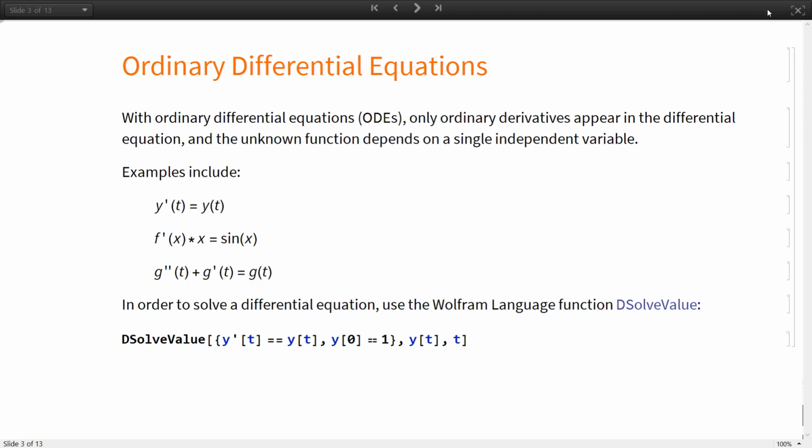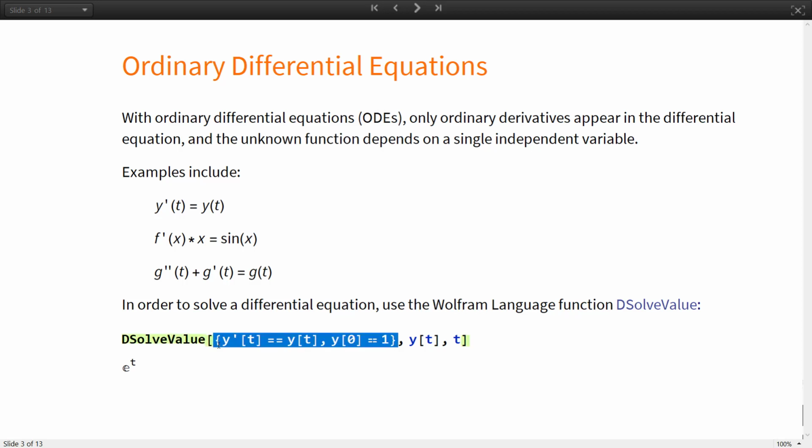The first type of equation we will consider is an ordinary differential equation, or an ODE. These are differential equations in which only ordinary derivatives appear in the differential equation, and the unknown function depends only on a single independent variable. Here are three examples of ordinary differential equations. In the Wolfram Language, we can obtain symbolic solutions to many differential equations with the DSolveValue function.